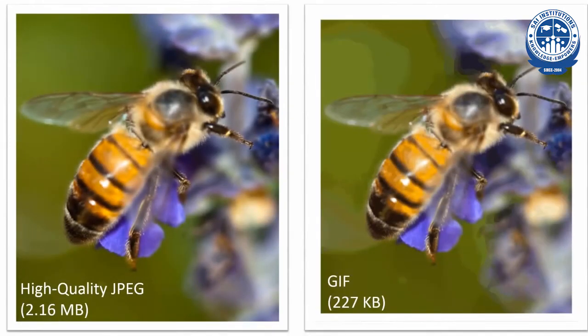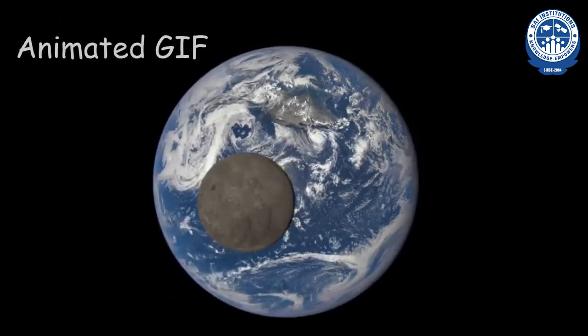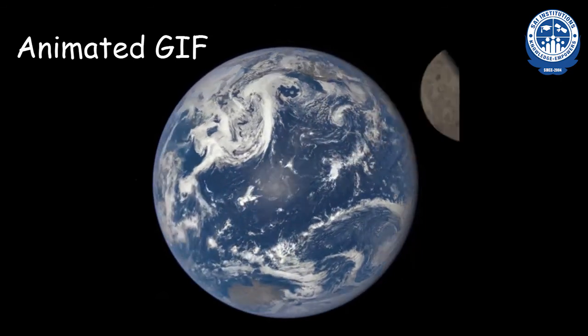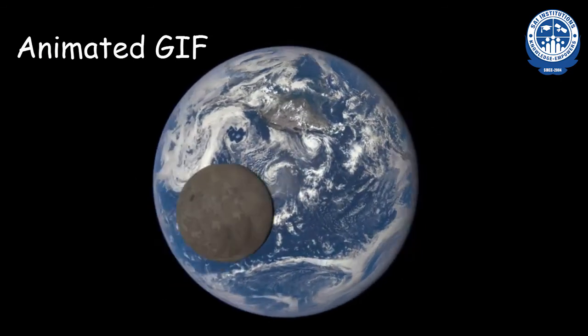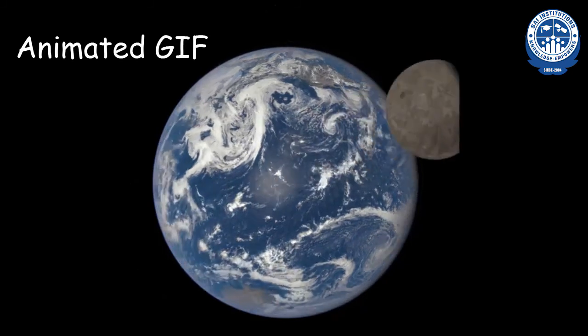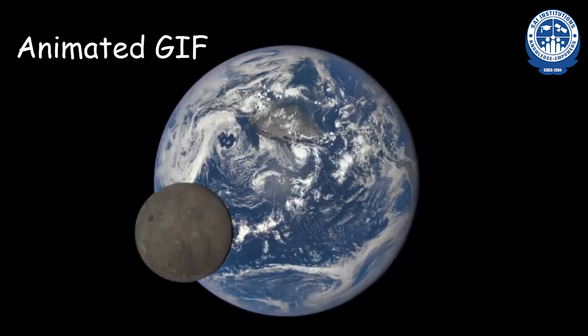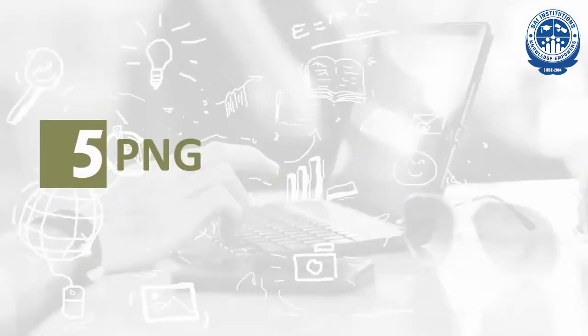These images show a comparison of a high-quality JPEG on the left and a GIF image on the right. Do you notice the differences? The GIF image format is quite popular on the internet because of its small size and its support for simple animation effects as shown in this example.